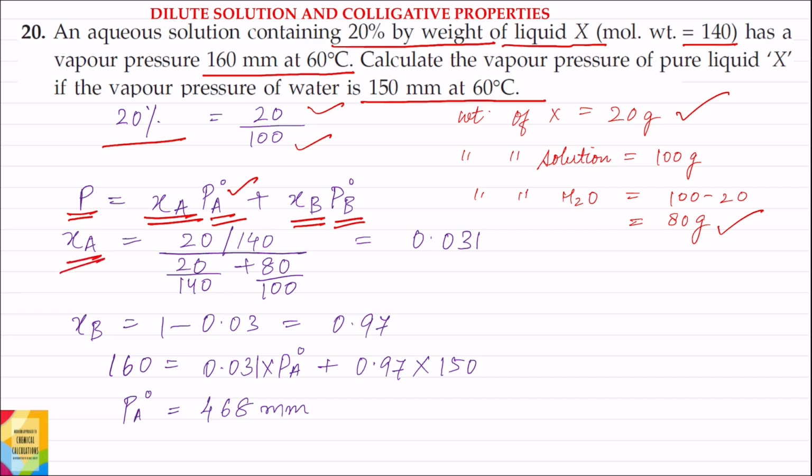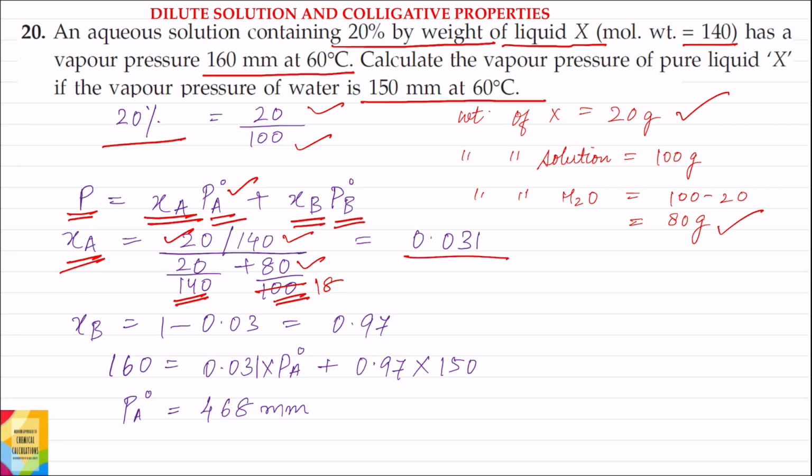Now mole fraction of the liquid X is equal to moles of the liquid X, which is equal to weight, that is 20, divided by molecular weight of X, which is given as 140, divided by total number of moles. Now total number of moles will be equal to moles of the liquid X plus moles of water. Now moles of water is weight of water, that is 80, divided by molecular weight of water. Now this will be 18. Solving, mole fraction of the liquid X is equal to 0.031.